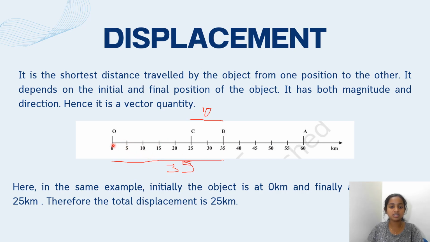The shortest distance is like this, right? Rather than going in this way, the shortest distance is from like this. So our displacement is 25 kilometer. Hope the concept of displacement is clear.